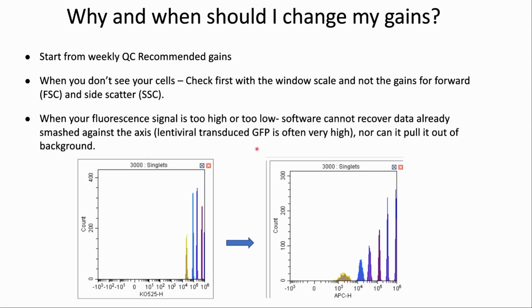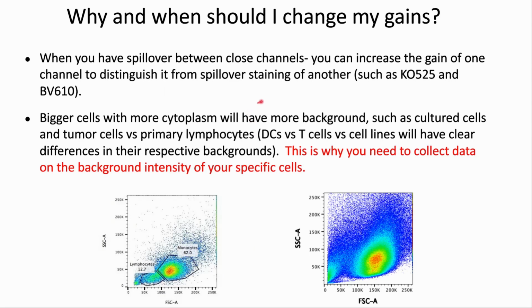Users may also change the gains if there is too much spillover between channels which are close to each other. In this example, when we have spillover between our close channels, such as KO525 and BV610, we increase the gain of one of the channels to help distinguish it from the spillover staining of another channel.